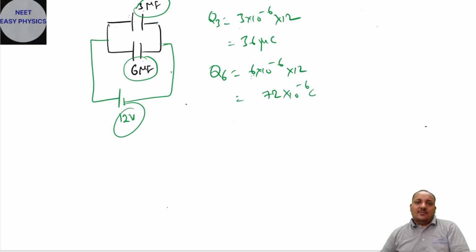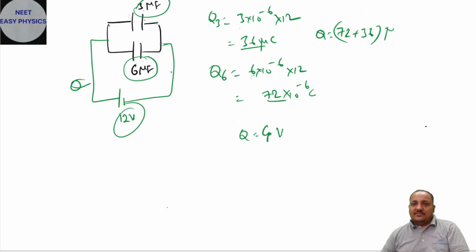Correct? Now what is the total charge on this? You can find it either by the effective capacitance, Cp into V, or you can add these two: 72 plus 36, that is 108 microcoulomb. Correct. So like this, we can calculate. Now, what is the voltage across 3 and across 6? 12 volts. By using these, we will do some problems. So this is the effective combination of series and parallel combinations. So next class, we will discuss some combinations and problems on this. Okay. Thank you.